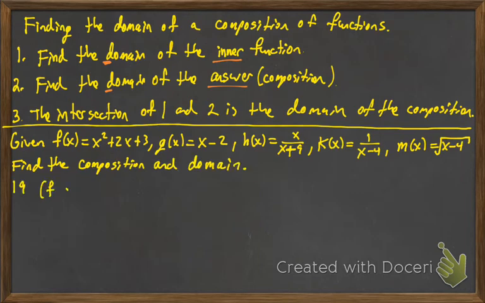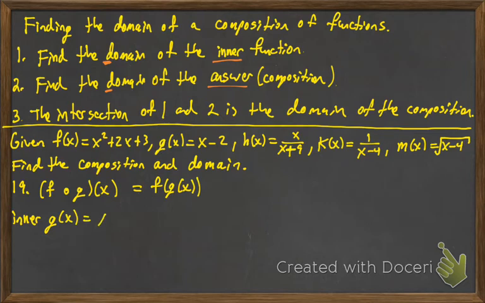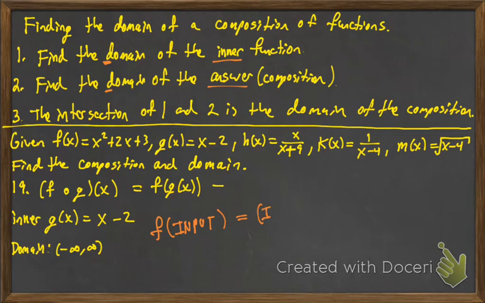So we're going to do f composed with g of x, okay? So that is f of g of x, and g of x is your inner function, which happens to be x minus 2. No denominators, no roots, no problems, so the domain is going to be everything. Okay, now here's what f does. f takes inputs, whatever it may be, and it squares your input. Then it adds 2 times the input, and then it adds 3.